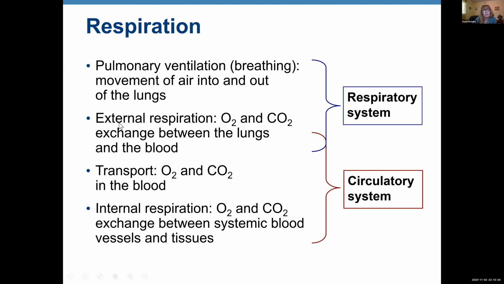So when you see the word respiration, like external respiration or internal respiration, that means we are talking about oxygen and carbon dioxide moving between blood and something else. If it's external respiration, it's between blood and lungs. If it's internal respiration, it's between blood and tissues. But respiration means movement of oxygen and carbon dioxide.